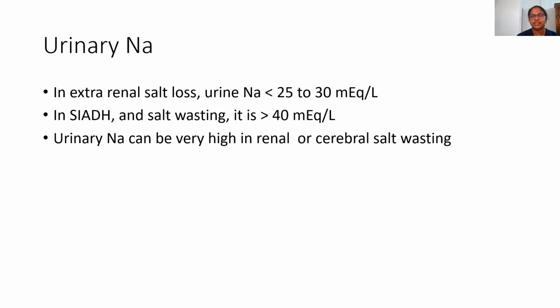But in SIADH and other causes of salt wasting, you lose your salt through the kidneys. So your urinary sodium levels are more than 40. In renal salt wasting or cerebral salt wasting syndromes, your urinary sodium can be very high.